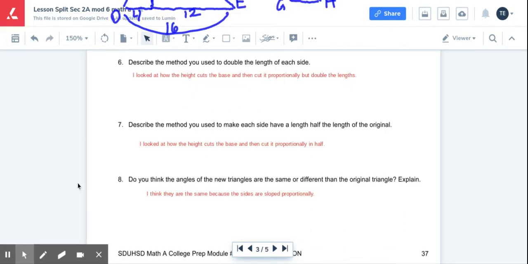All right, so on number 6, when I wanted to double the triangle, I had to pay attention to how the height cuts the base. And I cut proportionally, but I doubled the lengths. Again, when I did it in half, I cut it proportionally, but I halved the lengths. And then I do think the angles of the new triangle are the same because it's sloped proportionally. It's still going over and up in the same type of manner. Here we go, next page.